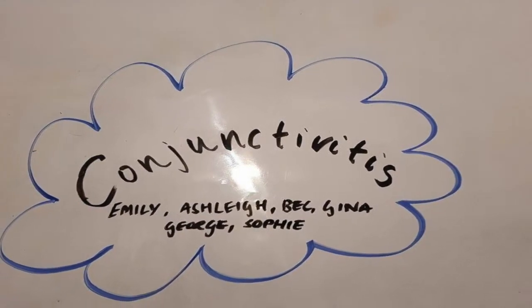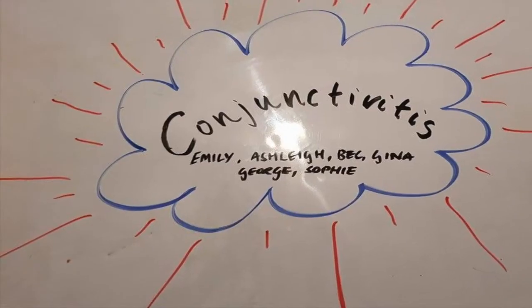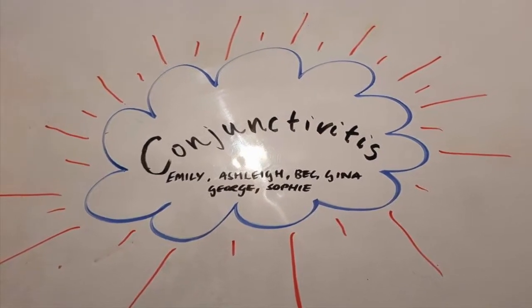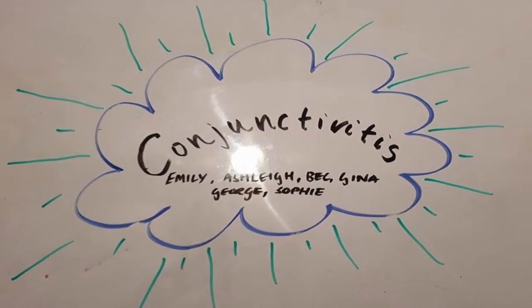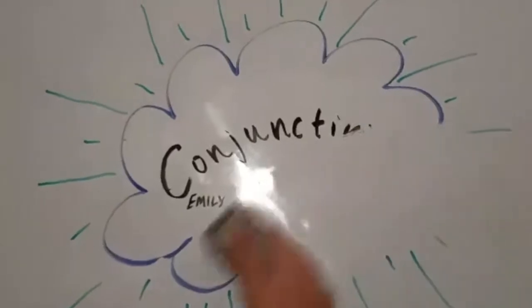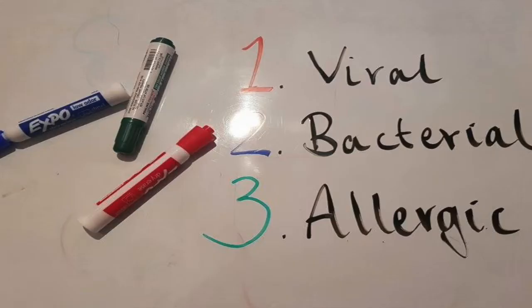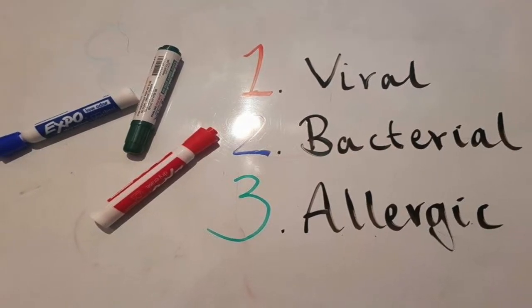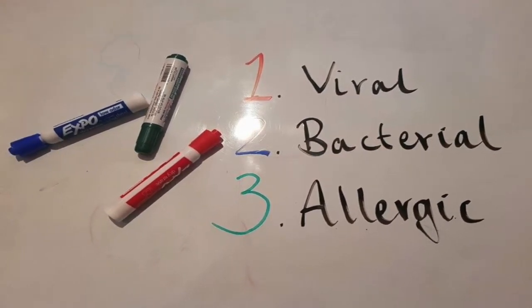Conjunctivitis is inflammation or infection of the mucous membrane covering the front of the eye and inside the eyelid, known as the conjunctiva. Allergic, viral, and bacterial conjunctivitis are the three most common forms of conjunctivitis. There are many different causes of conjunctivitis, all varying due to the type.